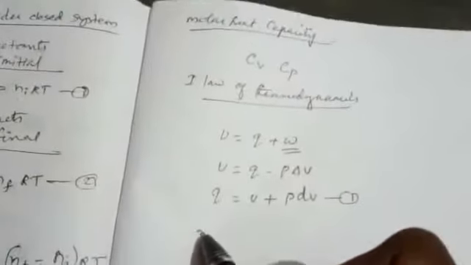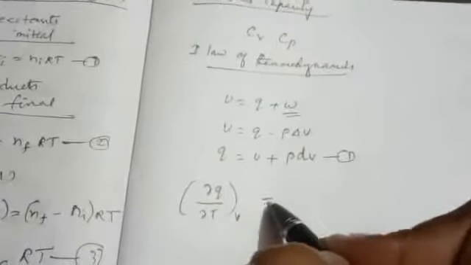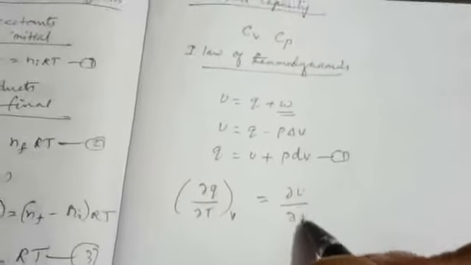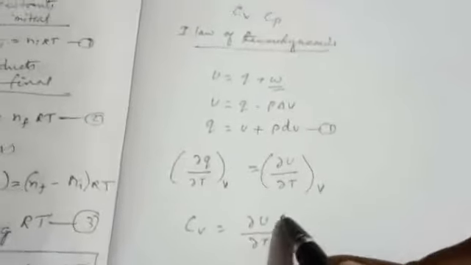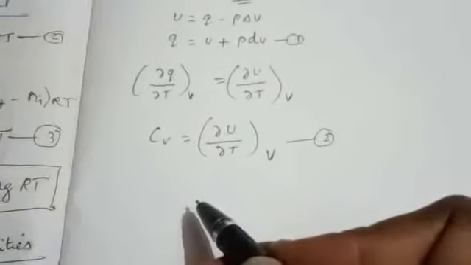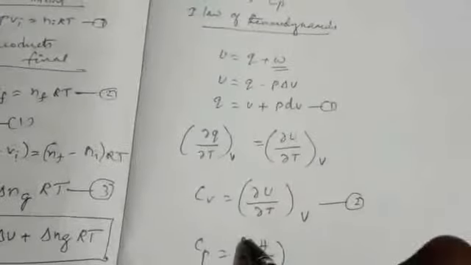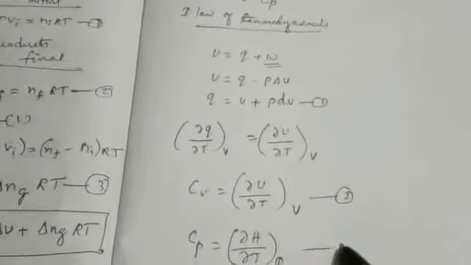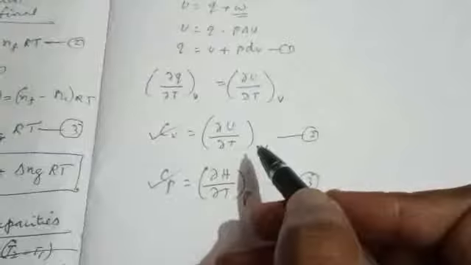Differentiating, delta Q divided by delta T at constant volume equal to delta U divided by delta T at constant volume. So Cv is equal to delta U divided by delta T at constant volume. Equation number 2. Similarly, molar capacity at constant pressure: Cp equal to delta H divided by delta T at constant pressure. Equation number 3. Cv means at constant volume, Cp means at constant pressure.